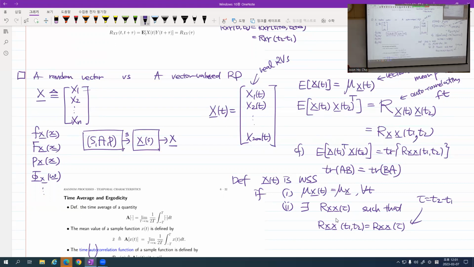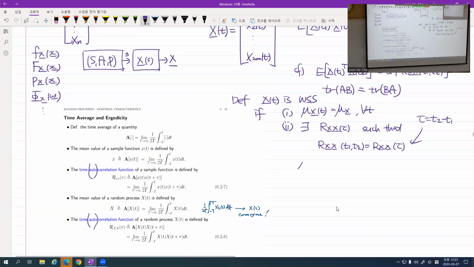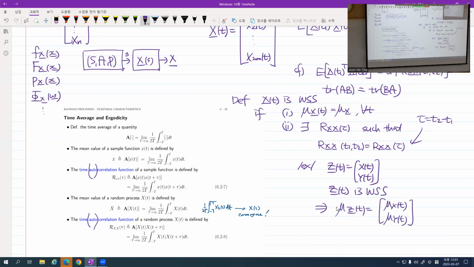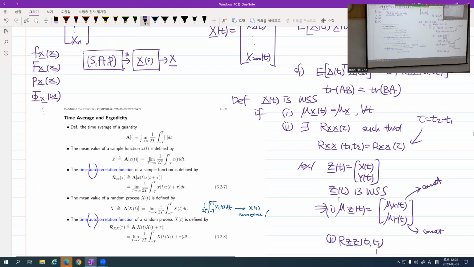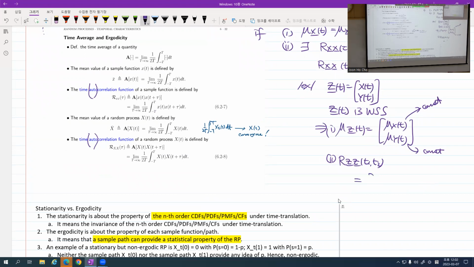So, joint wide-sense stationarity is actually a restatement of wide-sense stationarity of a random vector. Consider this case. Suppose you have two random processes X and Y and define Z as this one, got it? Now, Z of T is wide-sense stationary. What does that mean? It implies mu Z of T, which is what? Mu X of T, mu Y of T, right? It's not a function of time, which means that this is constant and that is constant, right? Second one, the correlation function is a function of time difference. What is that? It's matrix valued, right?